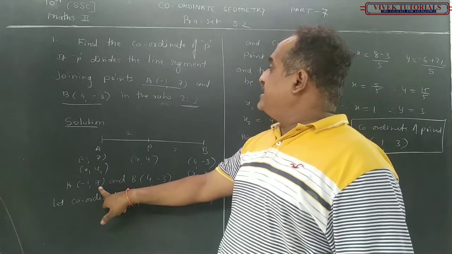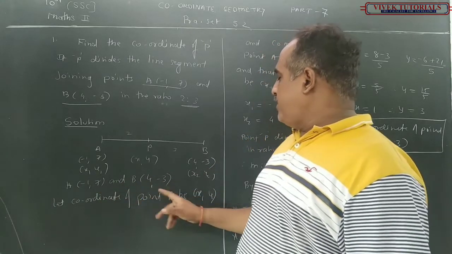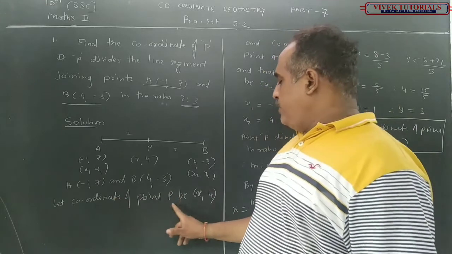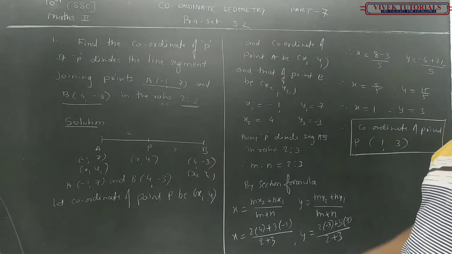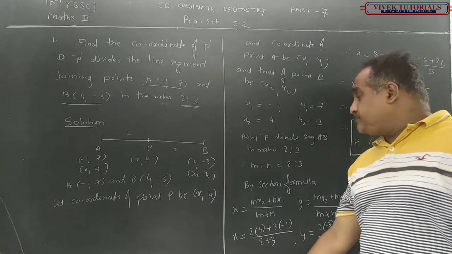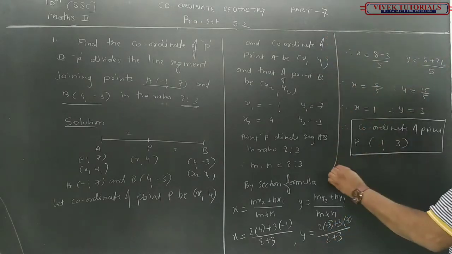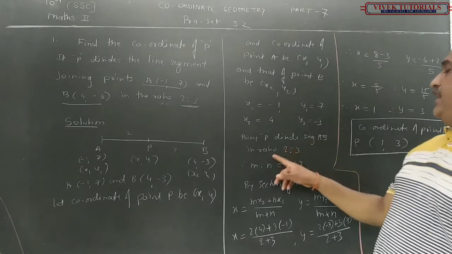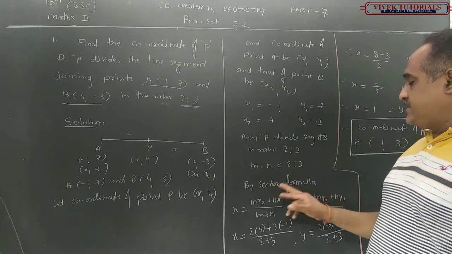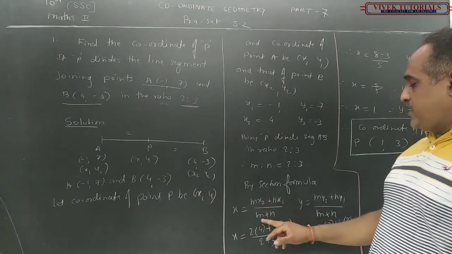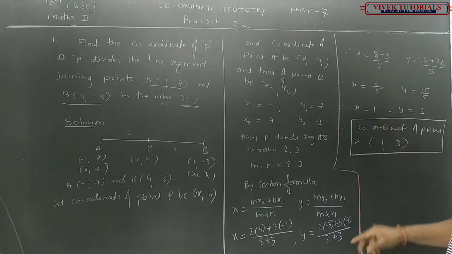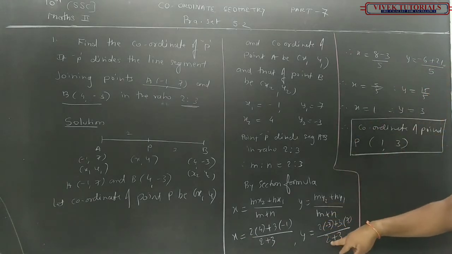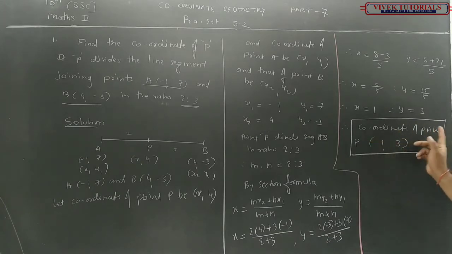The coordinates of A are -1, 7, and of B are 4, -3. Let the coordinates of point P be x, y. Coordinates of point A be x1, y1. Coordinates of point B are x2, y2. After that, P divides the segment AB in the ratio 2:3, m:n is 2:3. By the section formula, x is equal to (mx2 plus nx1) upon (m plus n). And when I solve it, I got x is equal to 1 and y is equal to 3. Here you should take care of the plus and minus signs. The coordinates of point P are (1, 3).